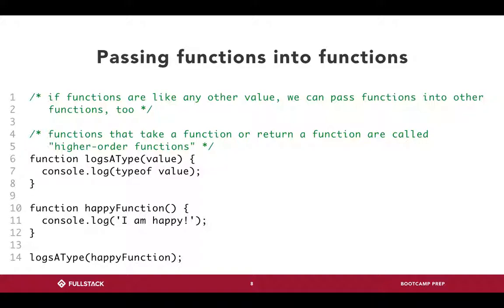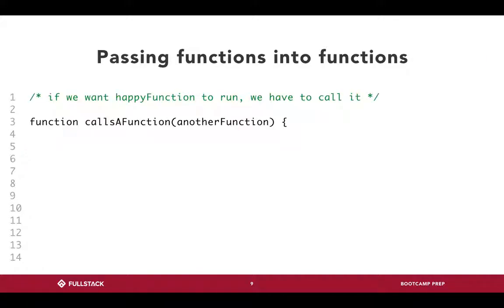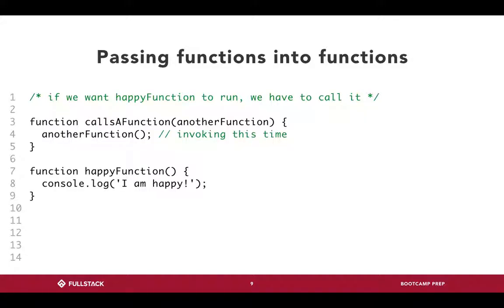So if we log out the type of that reference, what will I see pop up? Yeah, type of function is function, thank God. Because what is the type of array? So how do we know if an array is an array? Thank you. So if we want happy function to run, we have to call it.